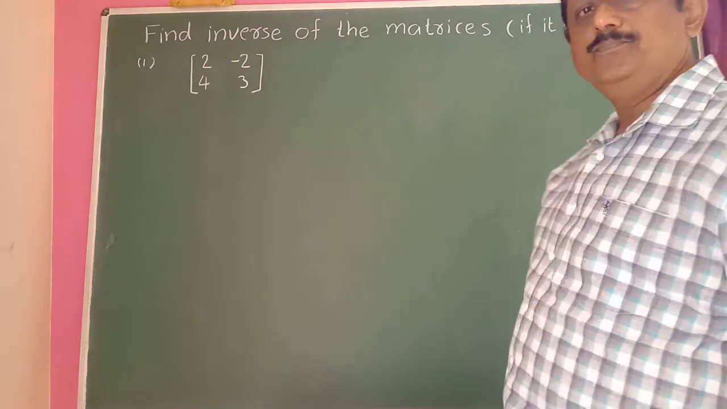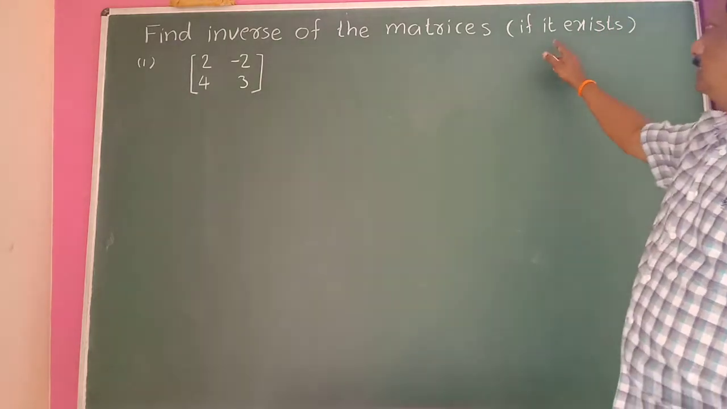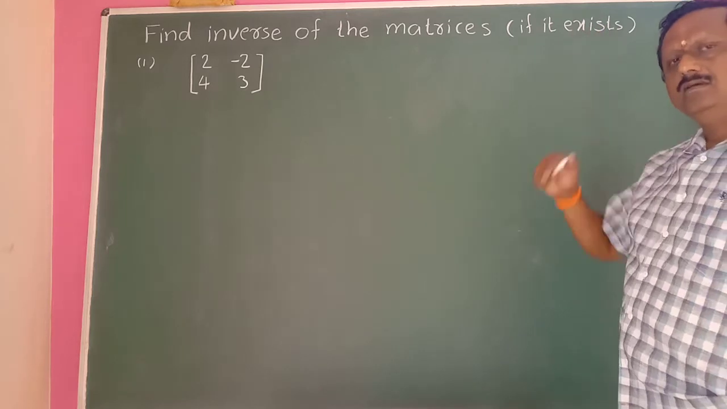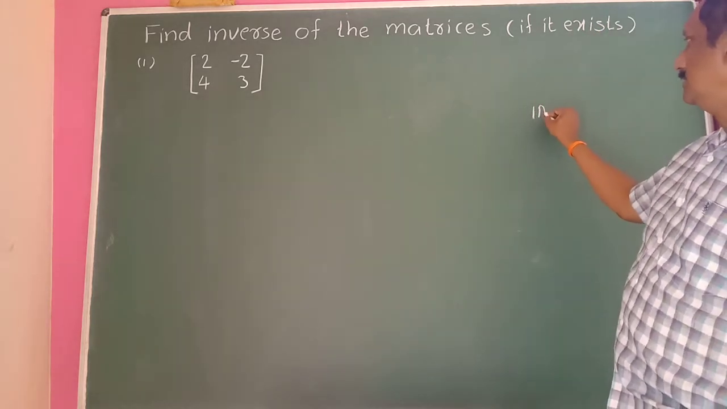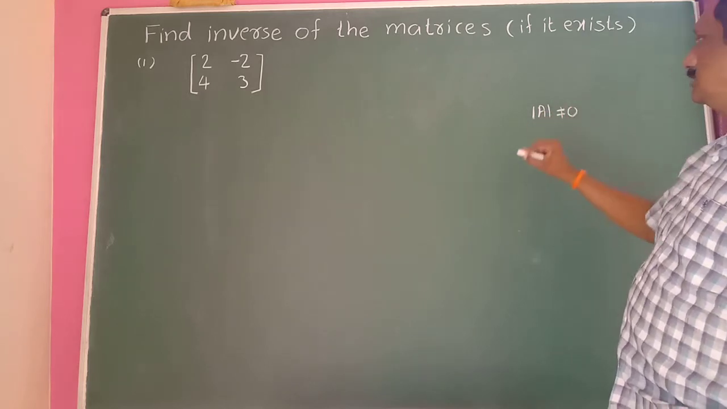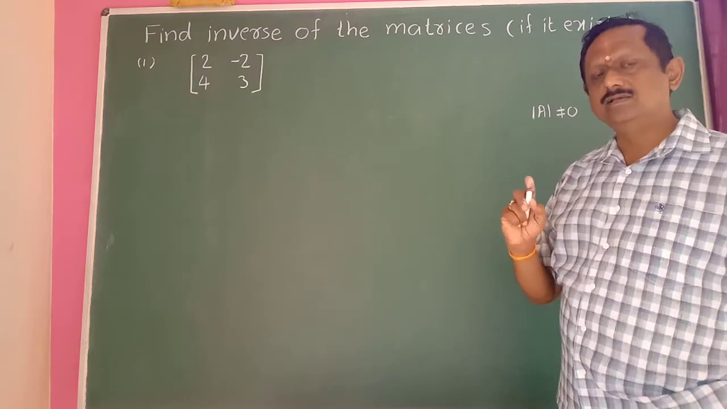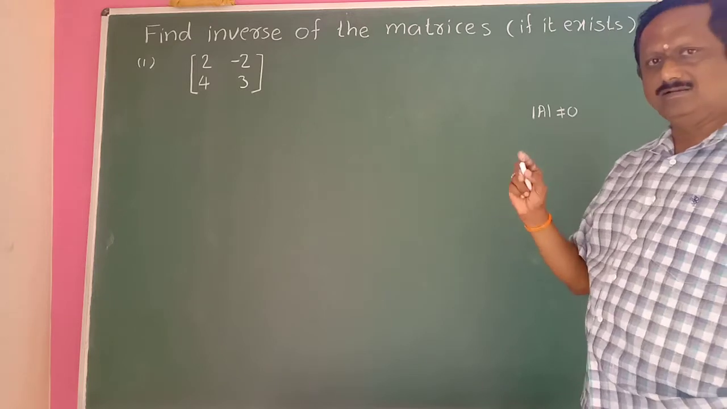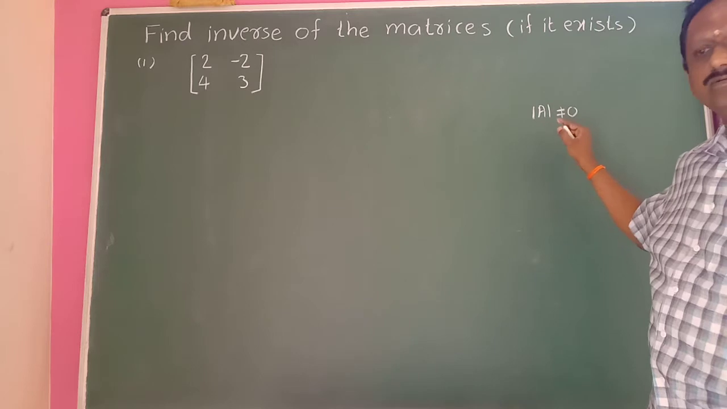Okay, find the inverse of the matrices if it exists. The inverse exists only if the matrix is non-singular, meaning if the determinant of A is not equal to 0, then only the matrix has an inverse. Otherwise, the matrix does not have an inverse. Therefore, first check whether the determinant of A is equal to 0 or not equal to 0.